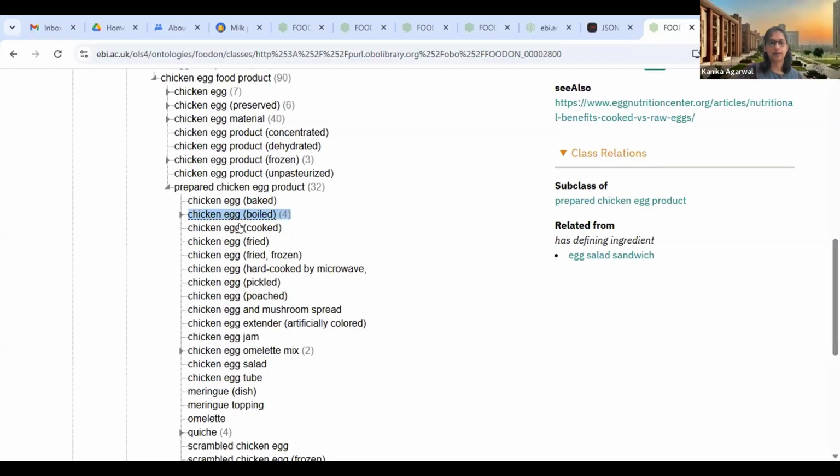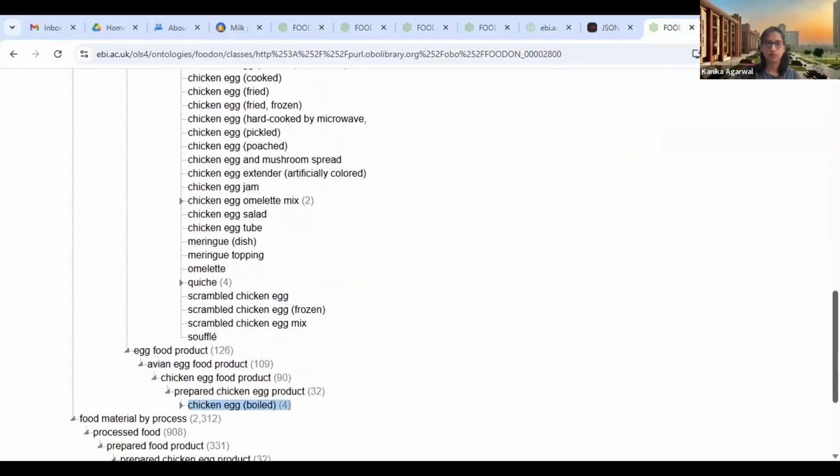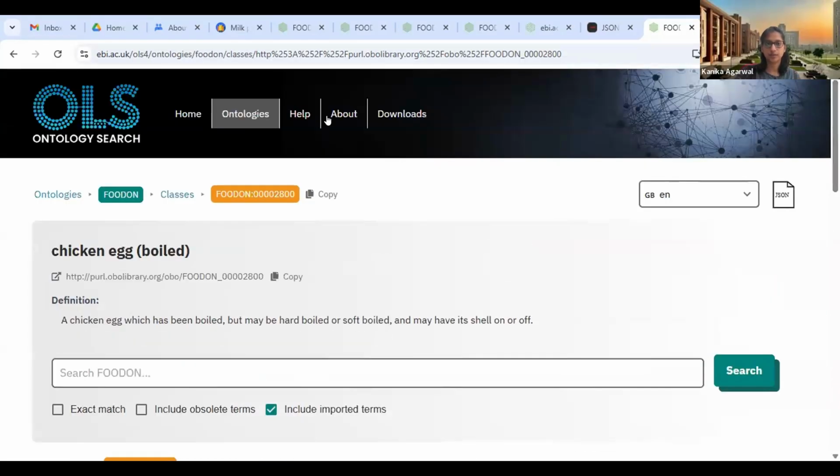Under this, we're looking at a chicken egg which is boiled. And again, you have different methods given. It's boiled, the shell is off and it's salted. Shell is on and it is hard boiled. And again, the shell is on and it's soft boiled. So this is a very specific representation of data, which can be used across ontologies to give you a very unique identifier code. So this code is just for a chicken boiled egg.